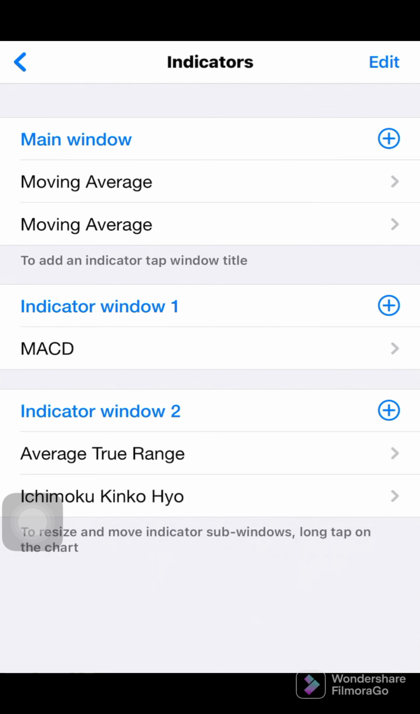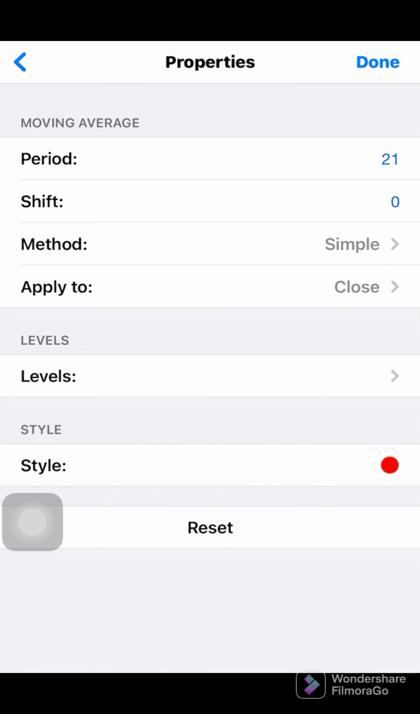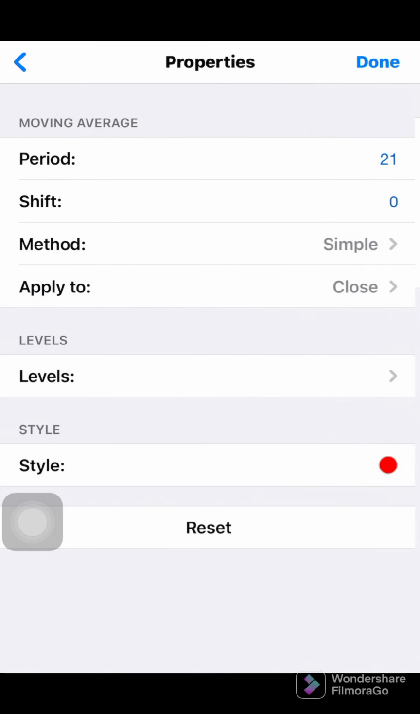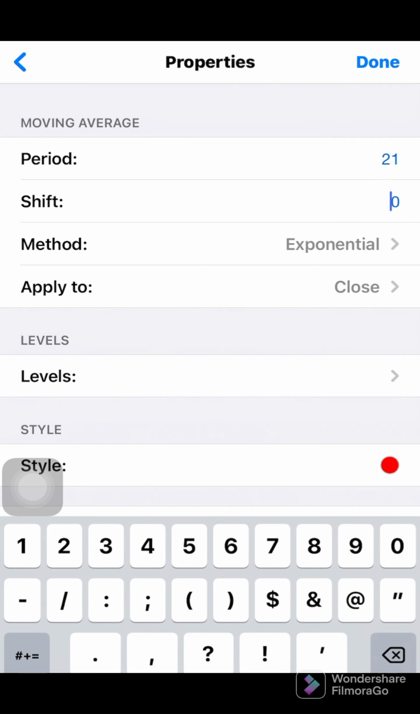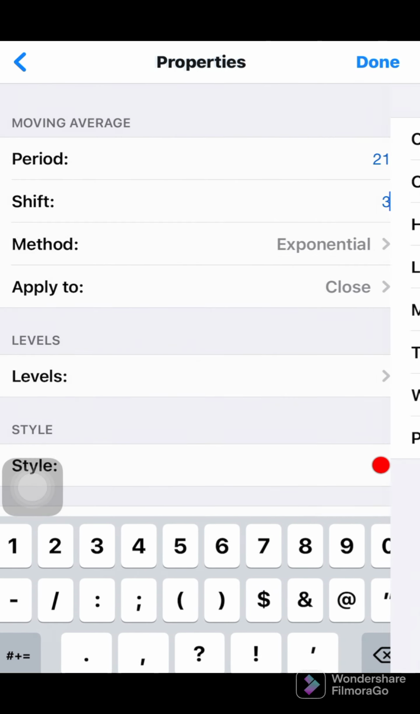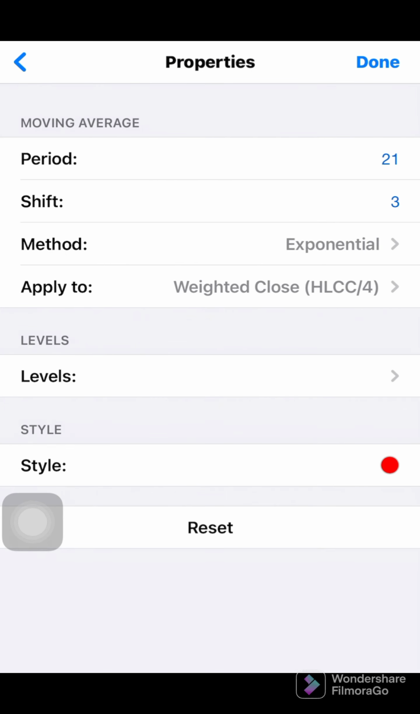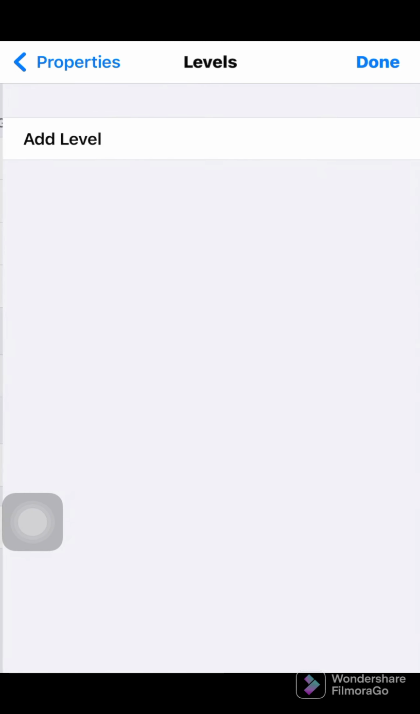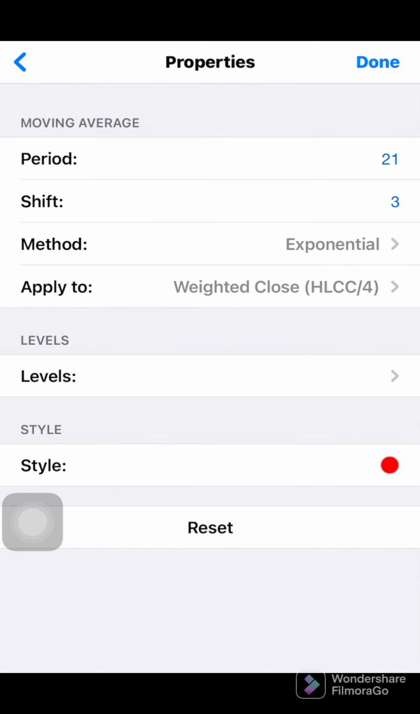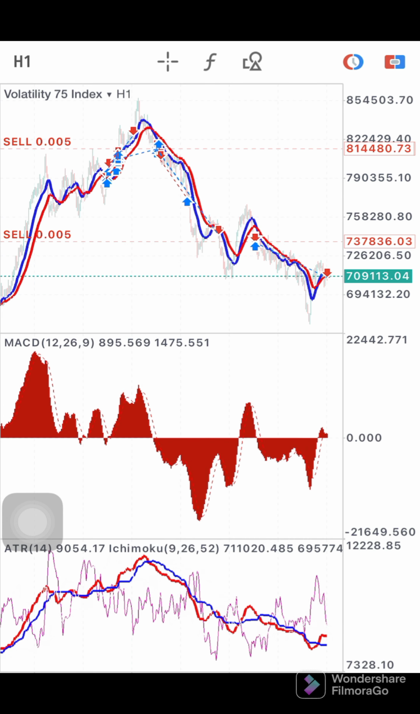The second moving average is period 20, exponential, shift 3. So please don't forget, apply to weighted close HLCC/4, no levels, and that's all. Done. You see, I already have it capped.